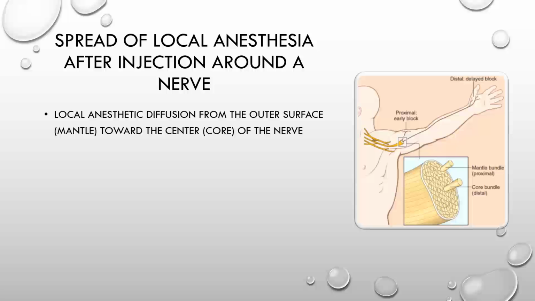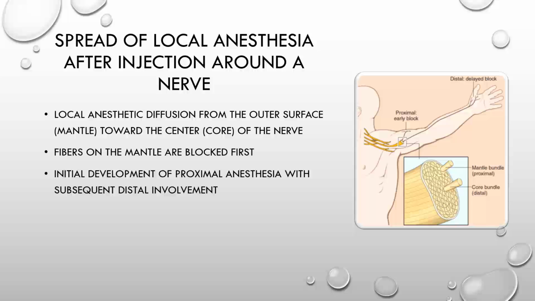When local anesthetics are deposited around the peripheral nerve, they diffuse from the outer surface or the mantle toward the center or core of the nerve along a concentration gradient. As a result, nerve fibers located in the mantle of the mixed nerves are blocked first. These mantle fibers are usually distributed to more proximal anatomic structures, whereas distal structures are innervated by deeper fibers. This anatomic arrangement accounts for the initial development of proximal anesthesia with subsequent distal involvement as local anesthetic diffuses to reach a more central core of the nerve fibers.